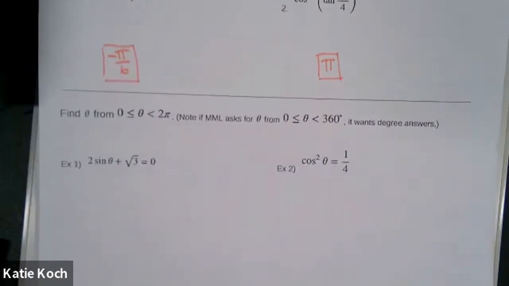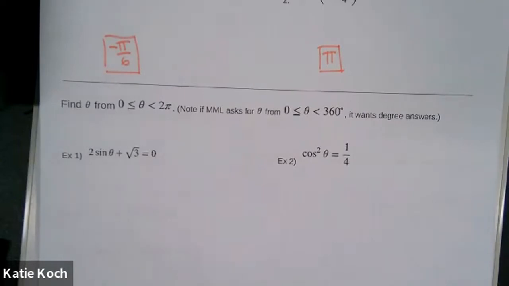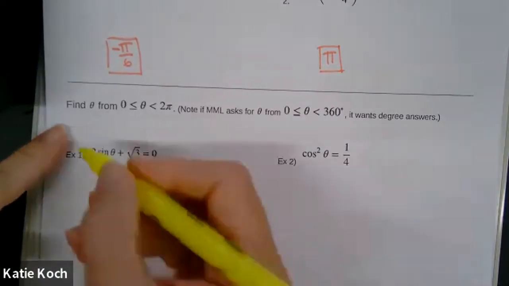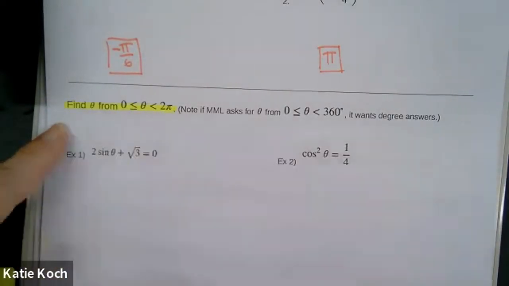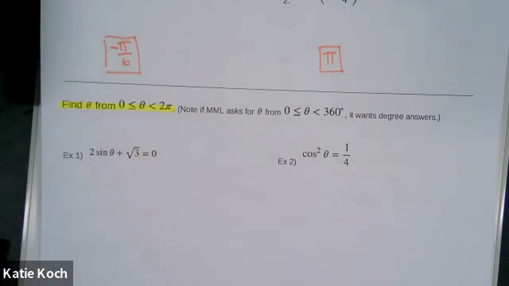Next up, learning target today, we're going to be solving for angles. So we're solving for angles in trig equations. These directions are always going to say the same type of thing. It's going to say find theta, and they're going to give you some boundary. And here they're telling you theta is in between 0 and 2 pi. So we should think, okay, one time around the circle, we need to solve for all of the angles.